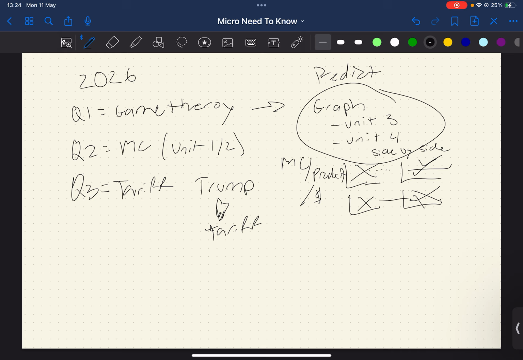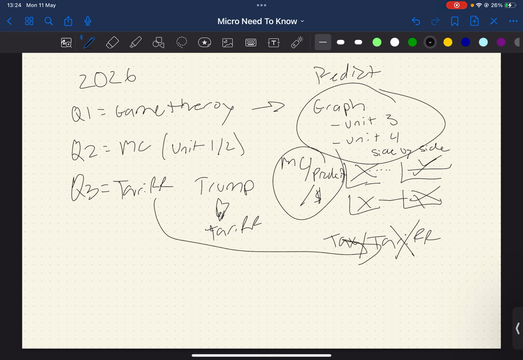For late testing days, I'm not necessarily sure what to expect, but I could easily see them do a tax or tariff graph. So my prediction is going to be a Unit 3 or 4 graph question, marginal cost per product or dollar, and then for the last one, a tax or tariff. But as we know, they already did the tariff, so let's lean less on the tariff and focus more on the tax.